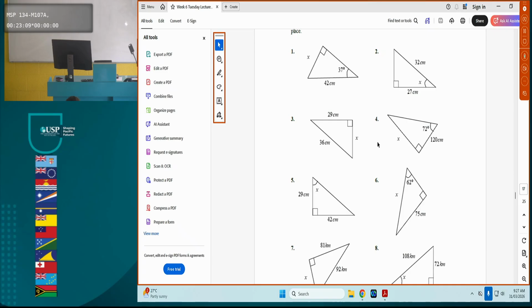And what does SOH mean? Sine of the angle, sine of theta. Do we know the angle? Yes, it's given. Over, is it the opposite? What's the opposite side? 75 over the hypotenuse, x.